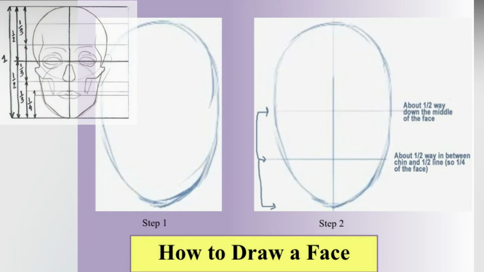Step 2 is to section the oval shape first into 4 pieces. The vertical line should be perfectly in the center and straight, and the horizontal line should be placed halfway down the middle of the face. About halfway in between the bottom of the lower part of the face, draw another line like so.